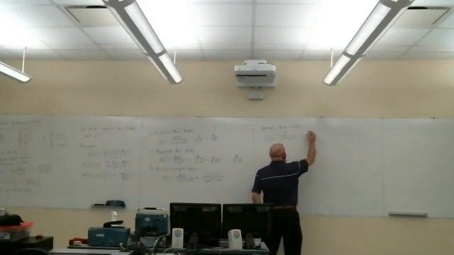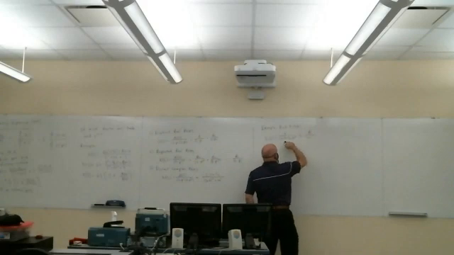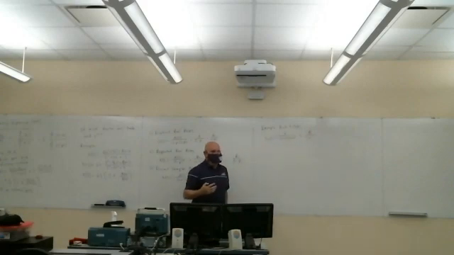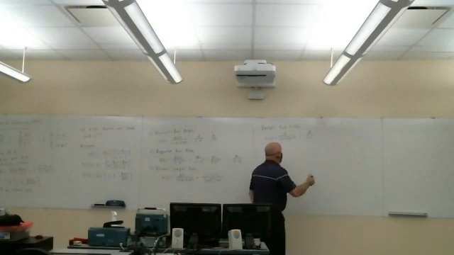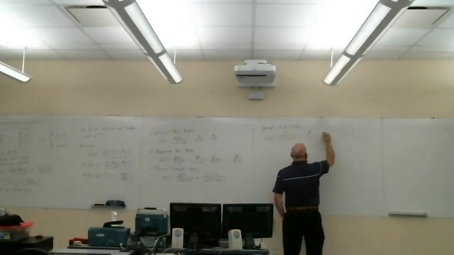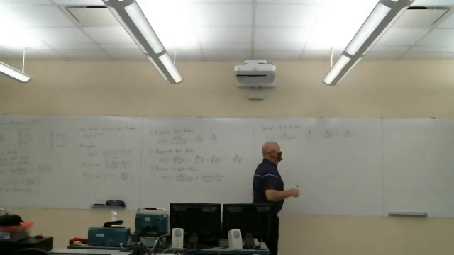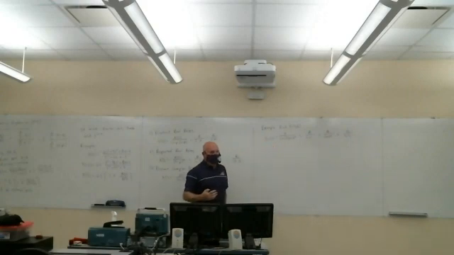But the factorization here is A1 over S plus 1. We've got a distinct pole at S equal minus 1. And then I would have an A2 over S plus 2 squared and an A3 over S plus 2, because we have a repeated real pole at S equal minus 2.